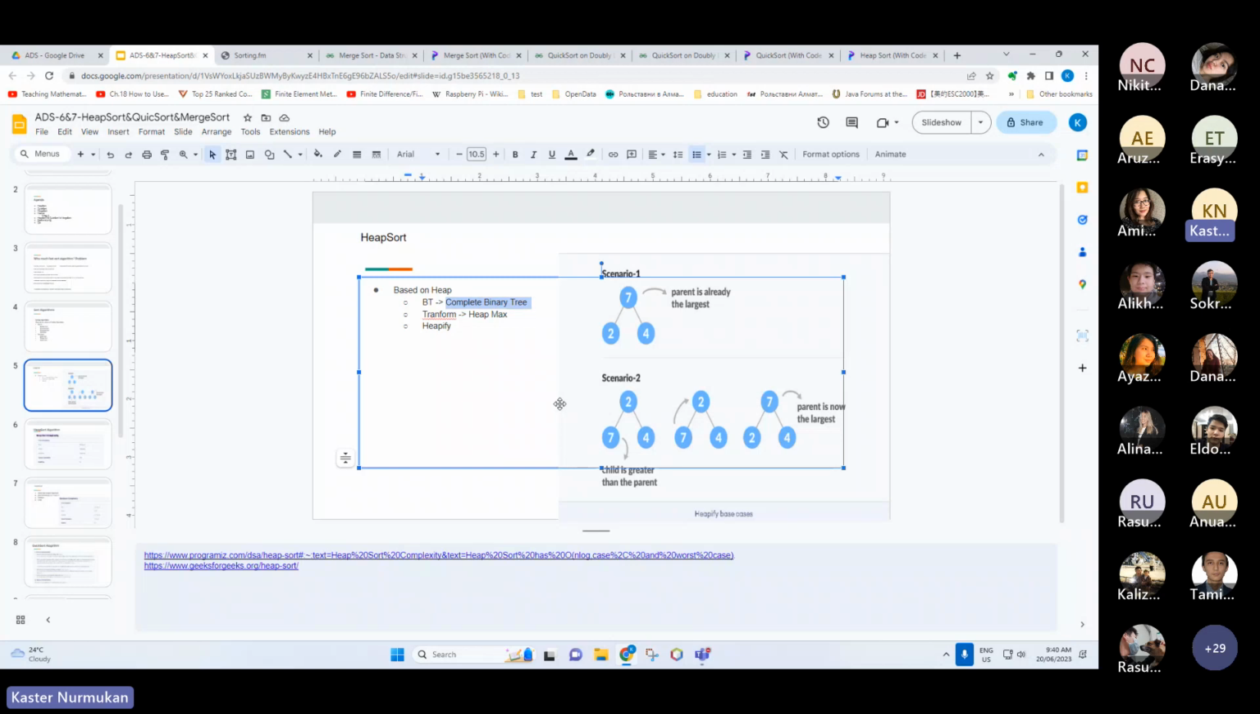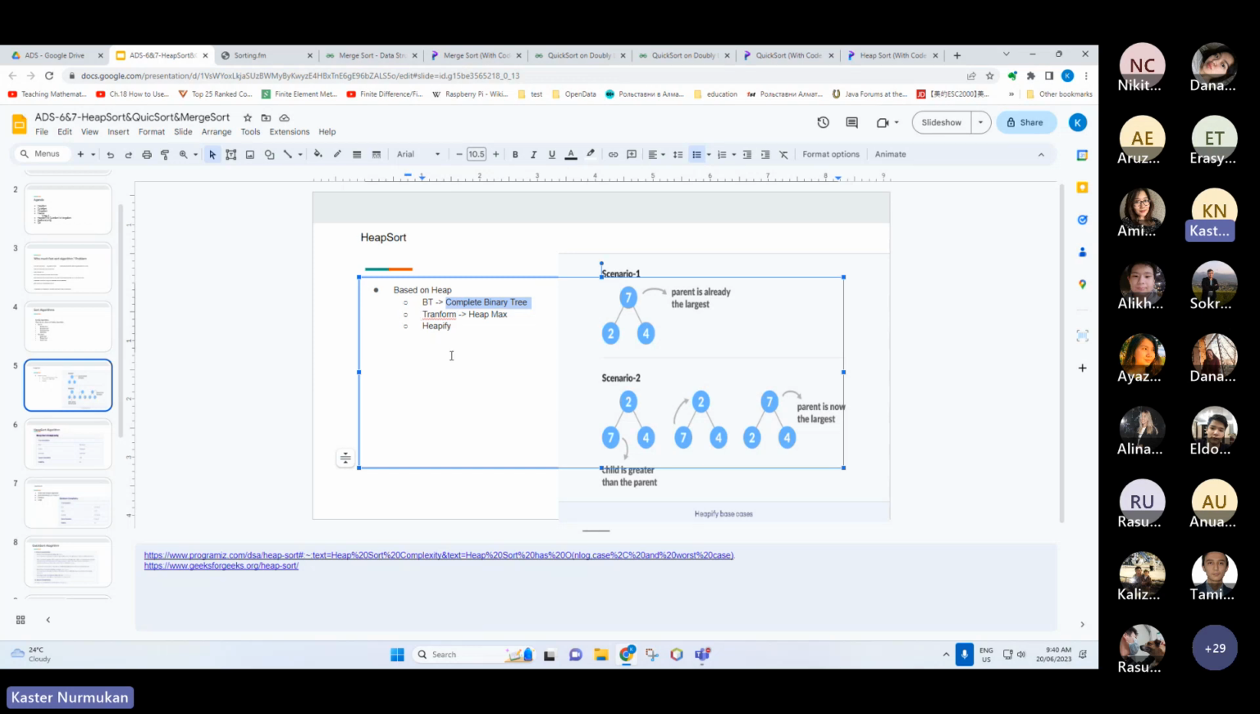they will start from the left first, and the last element should be positioned from left to right. All right, so that's a complete tree.